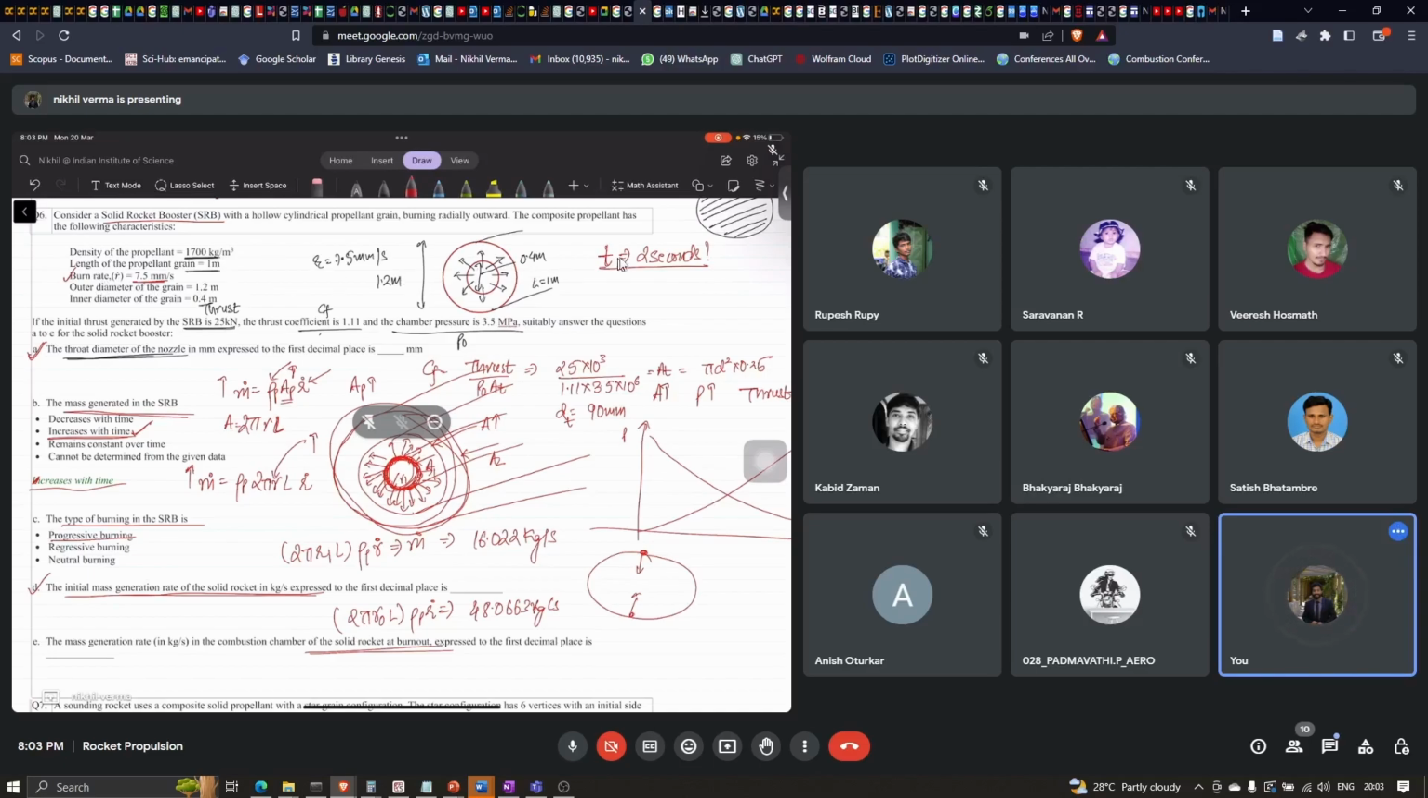So you know what r dot is, right? After 2 seconds, the surface would have proceeded 15 mm, right? Initially this surface will be 0.4 mm, and then after 2 seconds it will be 0.4 plus some 15 mm, right? Then based on this you'll get the instantaneous radius, and then you can calculate the mass flow rate.